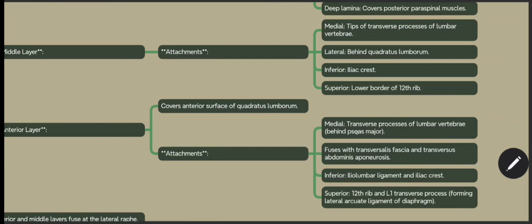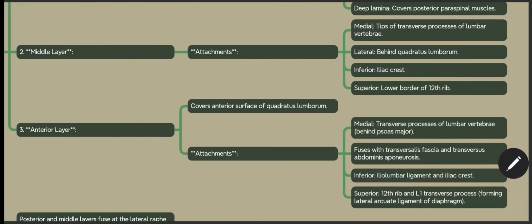That's behind the psoas major. Behind the psoas major, so look up. Tips of the transverse process of the lumbar vertebra. That's the middle layer. Over here, the anterior layer is attached to the transverse process of the lumbar vertebra, and it fuses with the transversalis fascia and the transversus abdominis aponeurosis. Inferiorly it is attached to the iliolumbar ligament and the iliac crest. There's another one attached to the iliac crest.